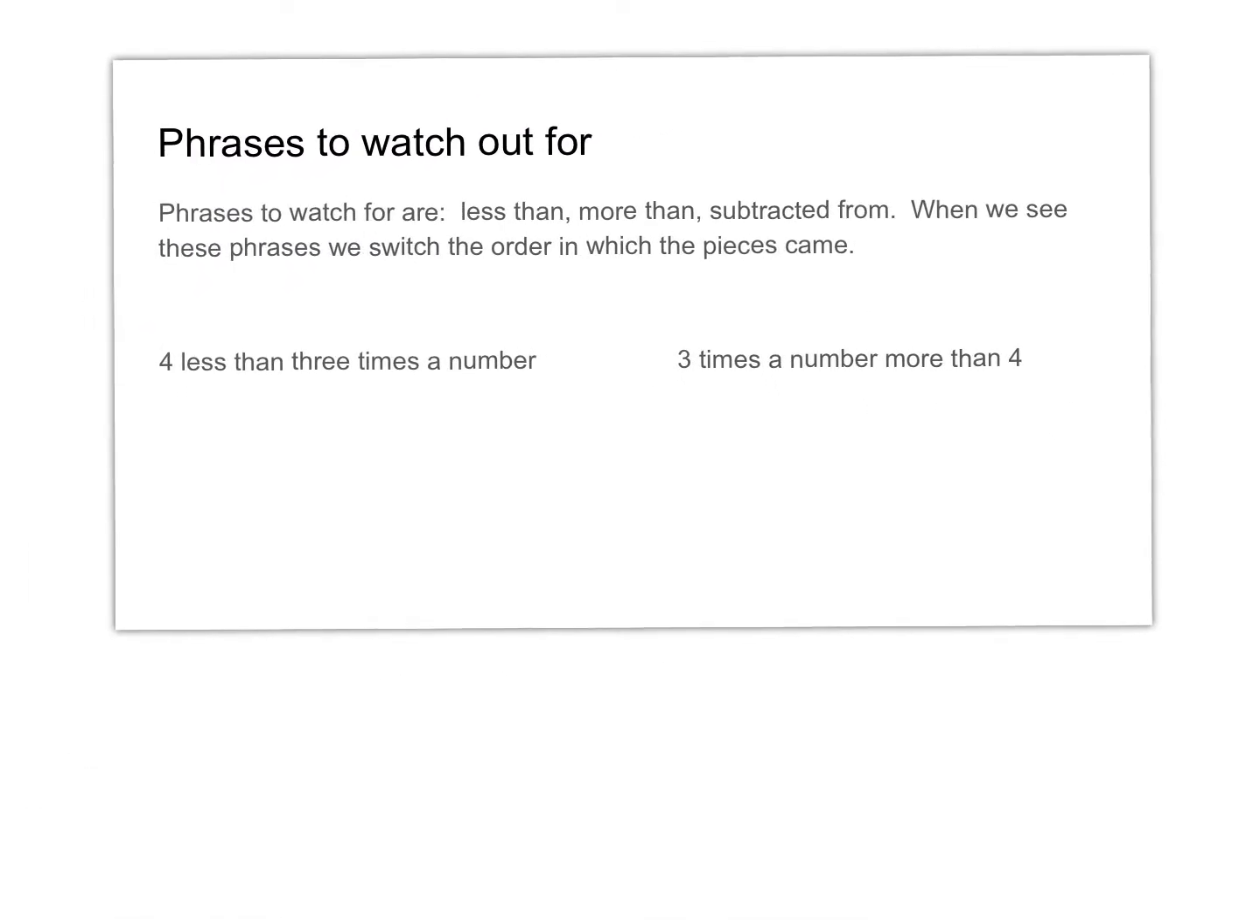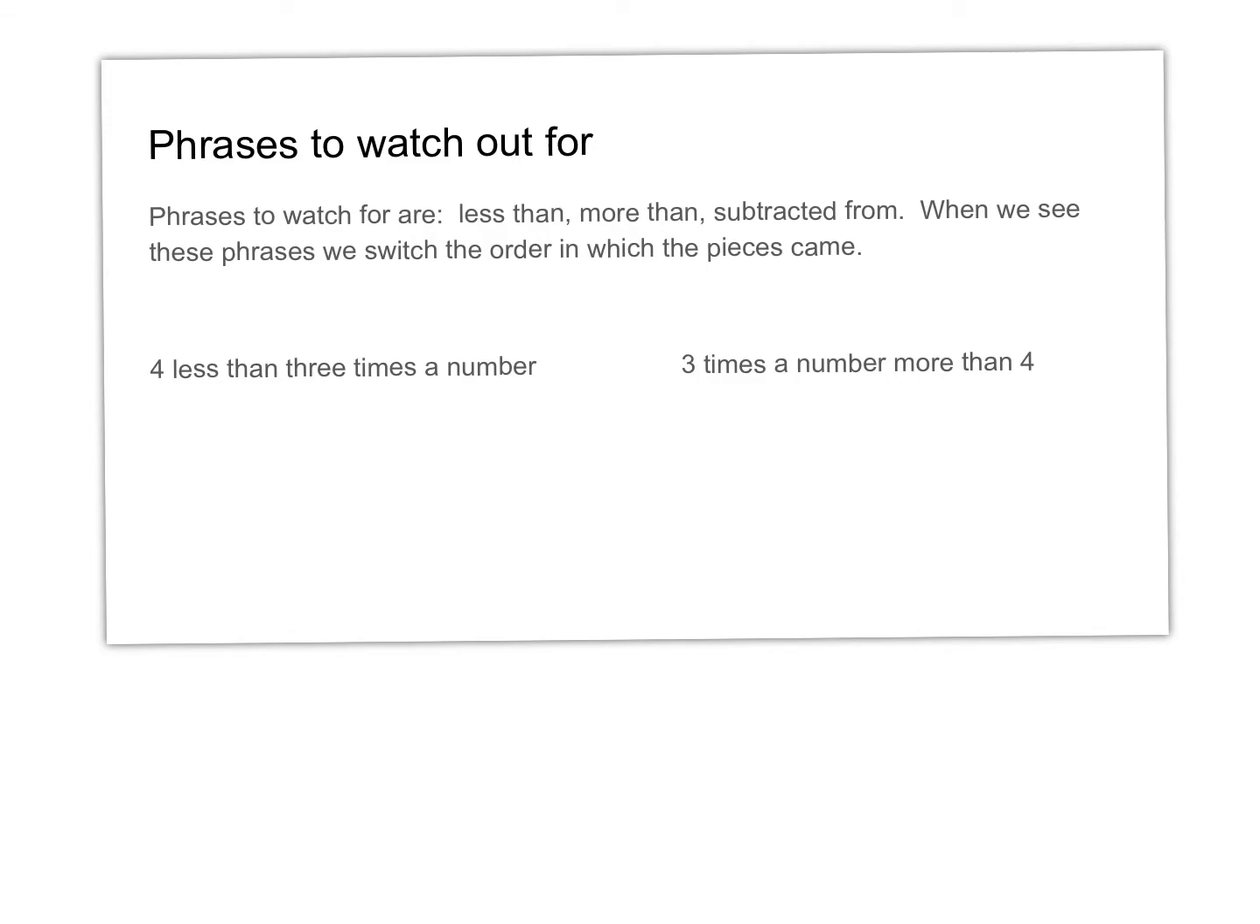Now in these, we have 3 key phrases we have to be very careful of: less than, more than, and subtracted from. When we see these phrases, it tells us we need to switch the order of the pieces in which they came. So let me explain.